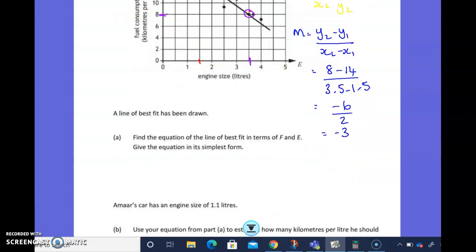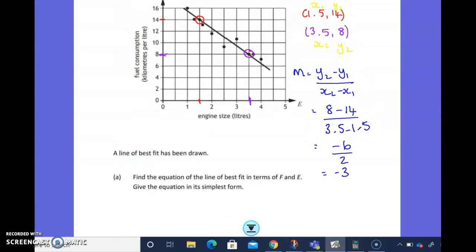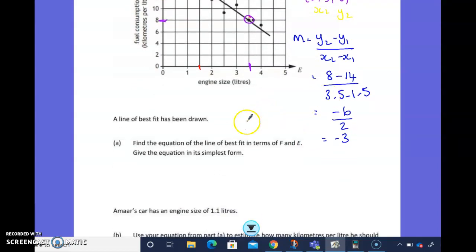So I've got my gradient, I've got a point on the line, doesn't matter which of my points I'm going to use. I'm going to take the first one, 1.5 and 14. So that's my a, that's my b, that's my m.